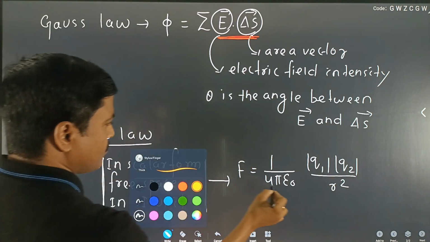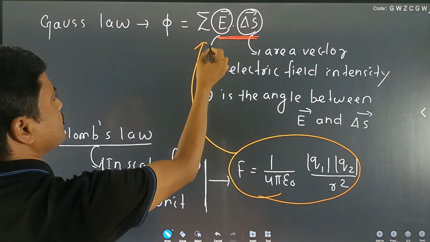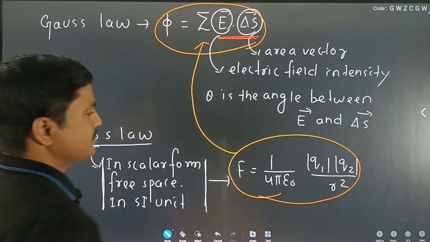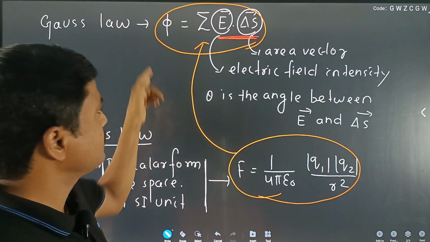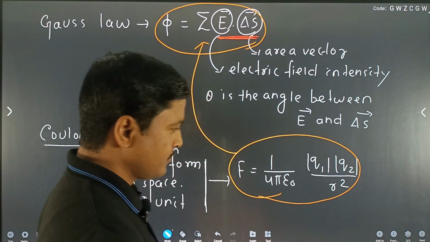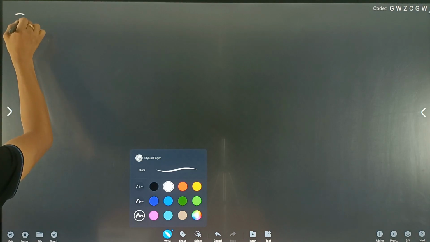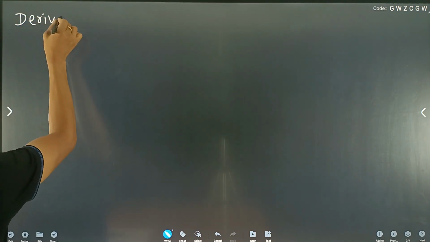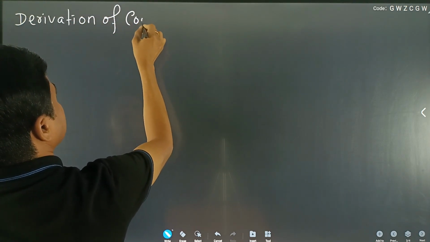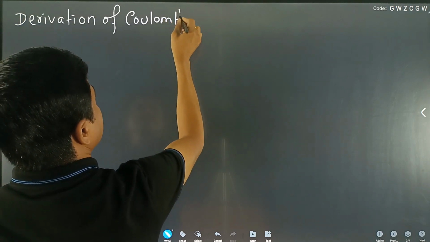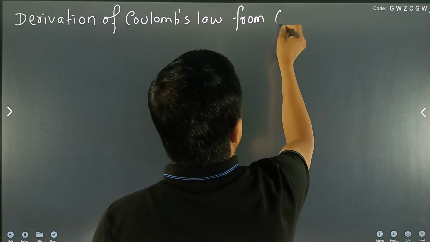And we will derive Coulomb's law from Gauss law. This one is the Gauss law and this one is the Coulomb's law, and here we will derive Coulomb's law from Gauss law. Clear? We write the heading: derivation of Coulomb's law from Gauss law.